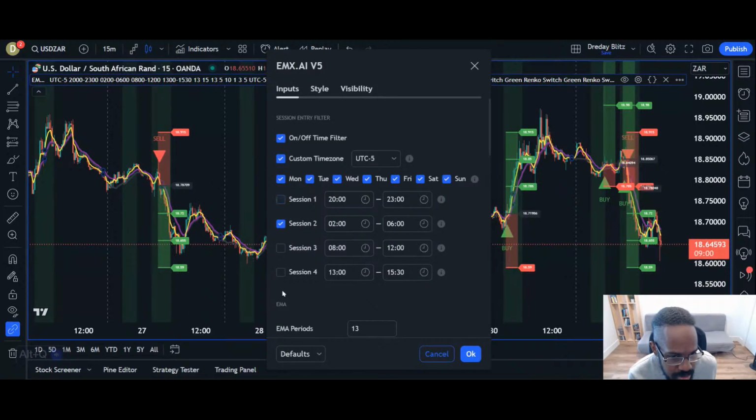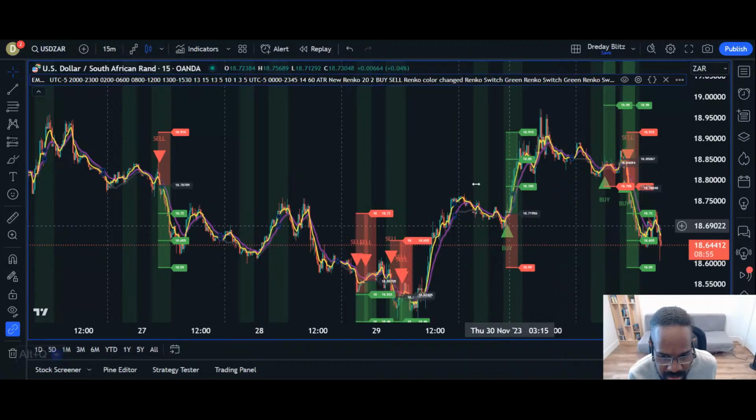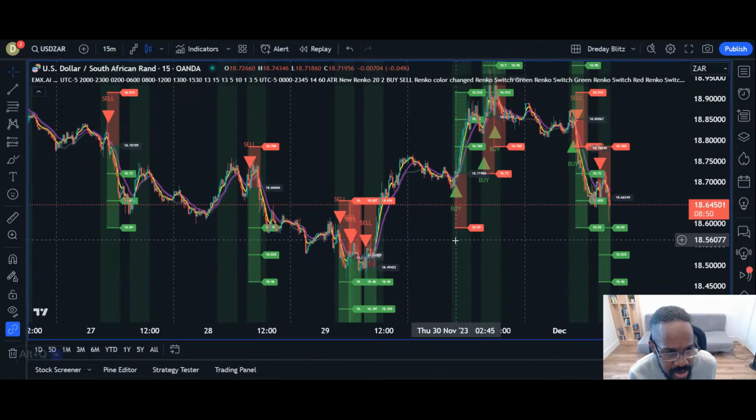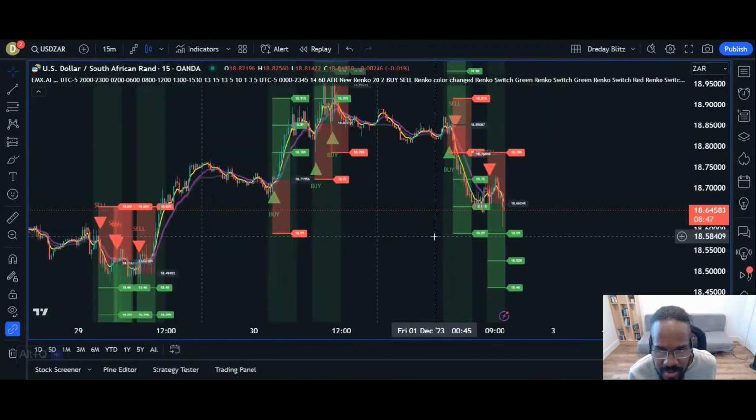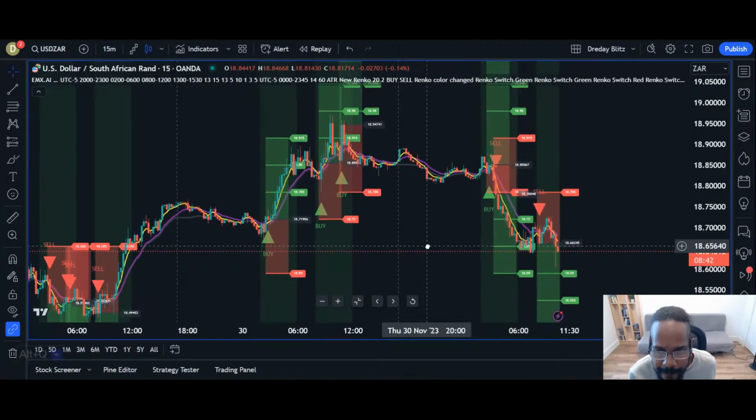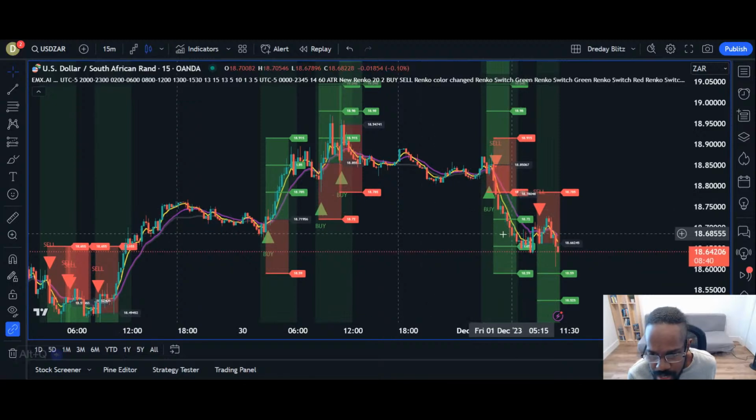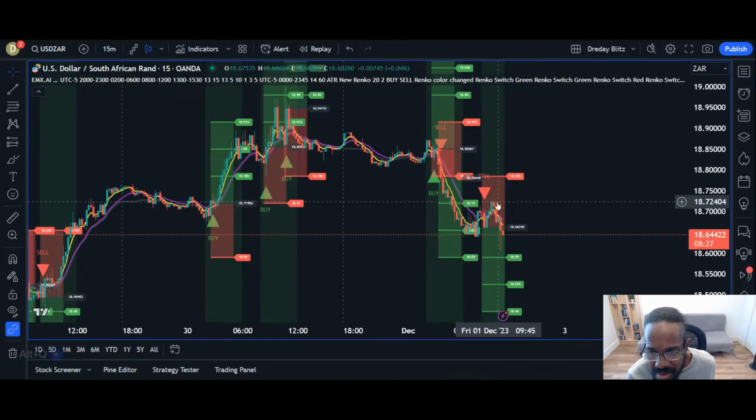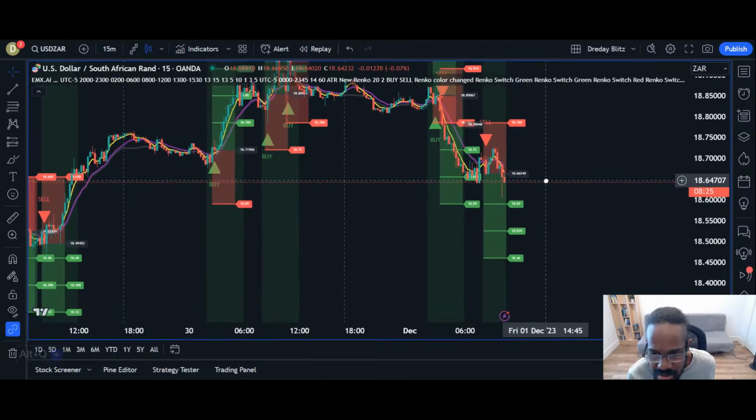So I'm going to remove this, add the start of the US session. Boom, and as you can see, you have better setups here off of this. So this morning at 2 we had a buy, and then it switched to a sell. The sell hit TP2, and now we have another sell that is currently selling off.